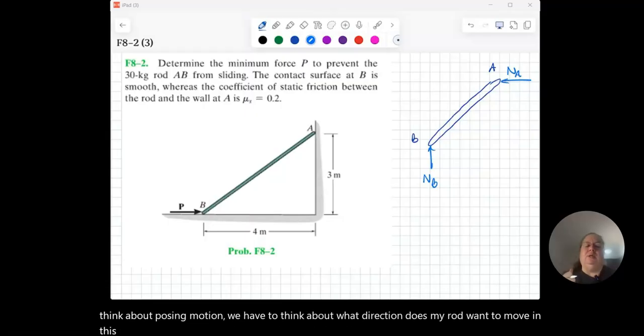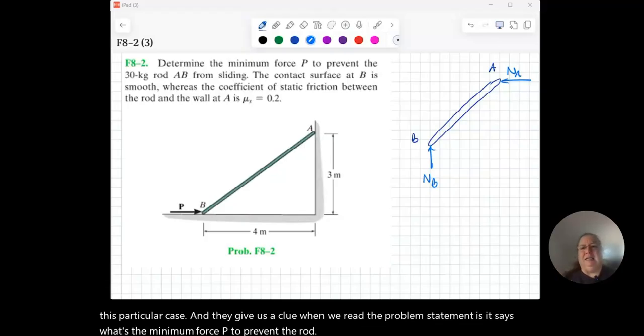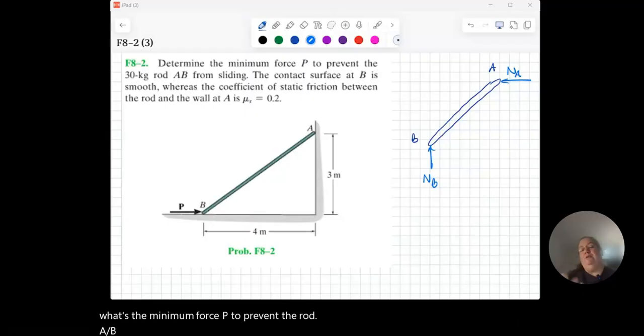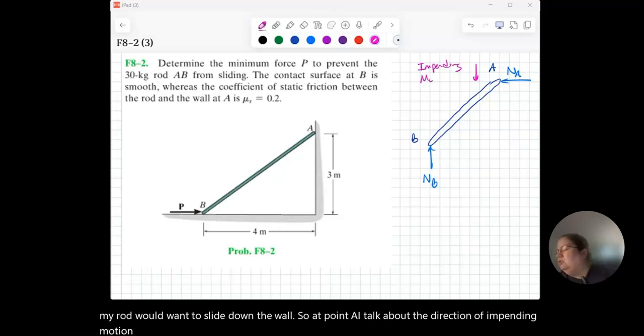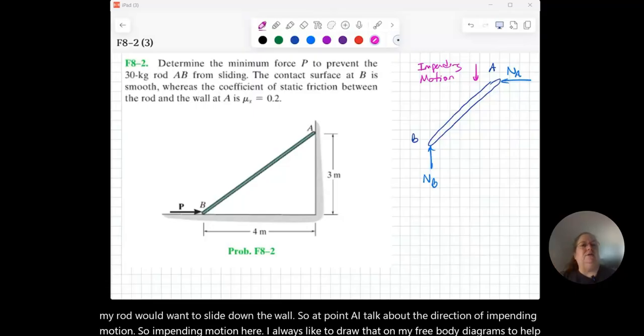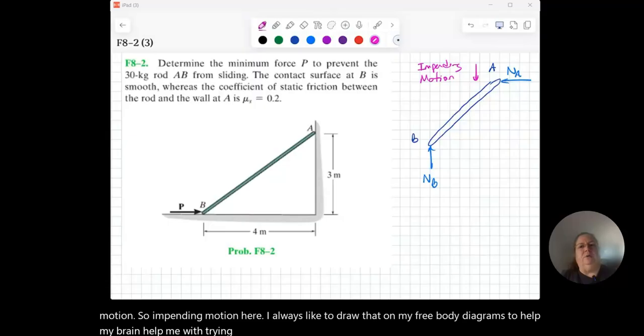They give us a clue when we read the problem statement. It says, what's the minimum force P to prevent the rod AB from sliding? So we know that if we were to remove P, with that slippery surface on the floor, my rod would want to slide down the wall. So at point A, I talk about the direction of impending motion. I always like to draw that on my free body diagrams to help my brain with understanding the direction of my friction force.